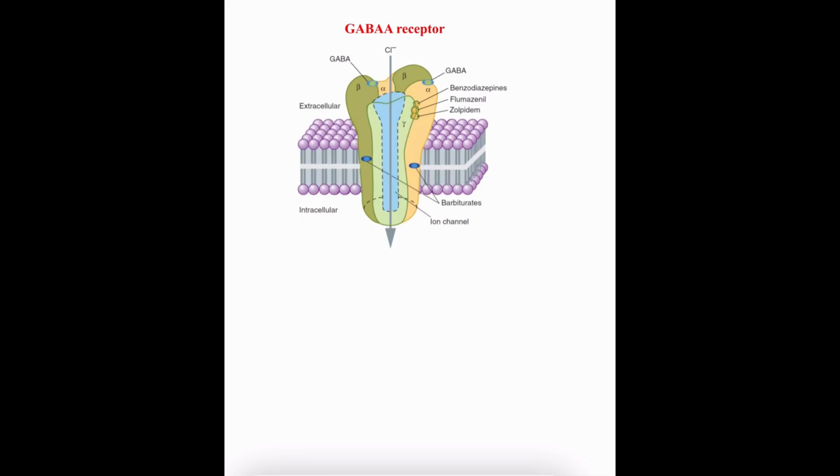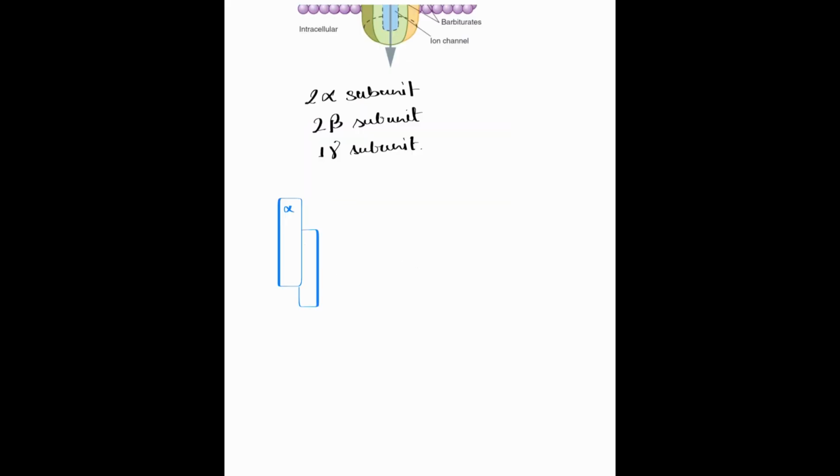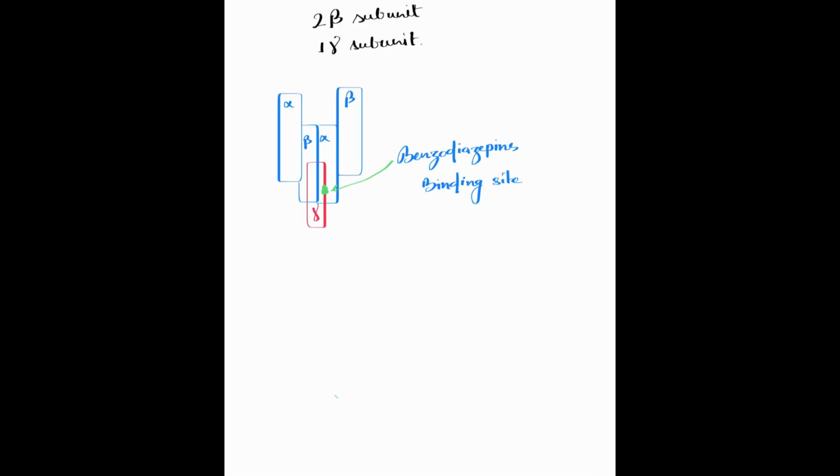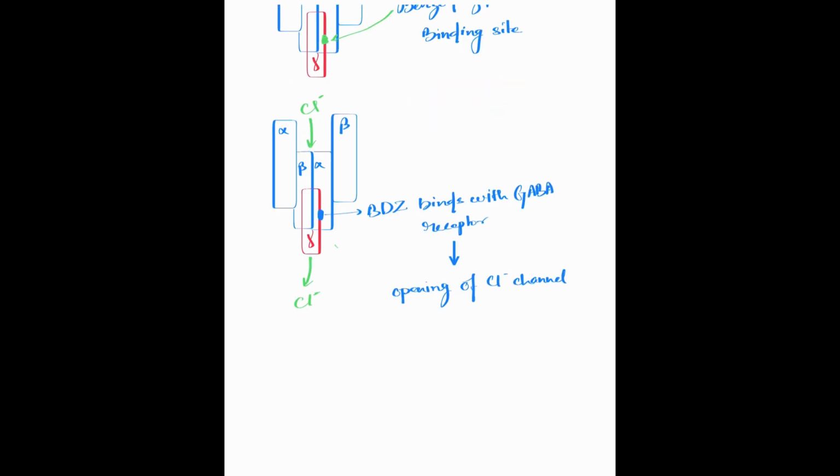Let's see this with a diagram. This is a picture of the GABA receptor. It includes 2 alpha subunits, 2 beta subunits, and a gamma subunit. Let me simplify this diagram a little. This is an alpha subunit, and the next is a beta subunit. This is again an alpha subunit, this is a beta subunit, and this is a gamma subunit. The binding site for benzodiazepines is located between the gamma and alpha subunits.